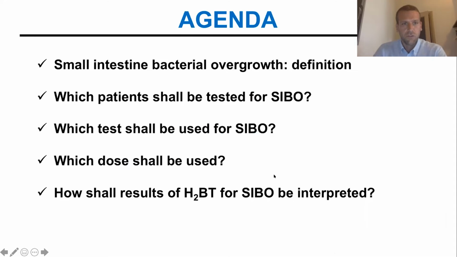In the next few minutes, we will face what is the definition of small intestinal bacterial overgrowth, and then also define which are the patients that should be tested for SIBO, which is the ideal test to be used, which is the ideal dose to be used in this test. And then, of course, we will see how the results of the hydrogen breath test should be interpreted for SIBO.